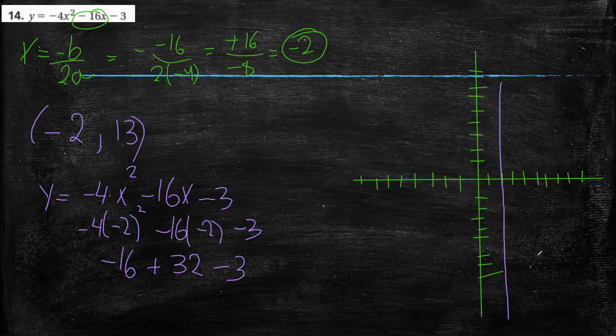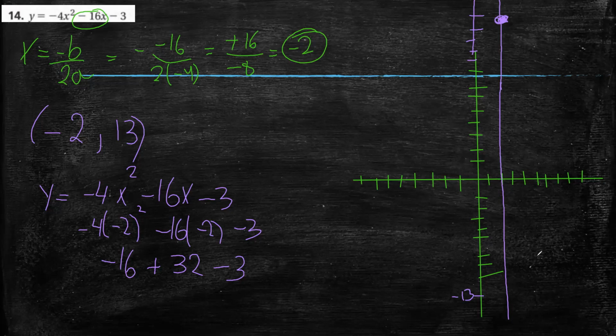Negative 2, 13. 1, 2, 3, 4, 5, 6, 7, 8. Let's say here is positive 13. 1, 2, 3, 4, 5, 6, 7, 8, 9, 10, 11, 12, 13. So it's here. This is the vertex, the coordinate of the vertex.